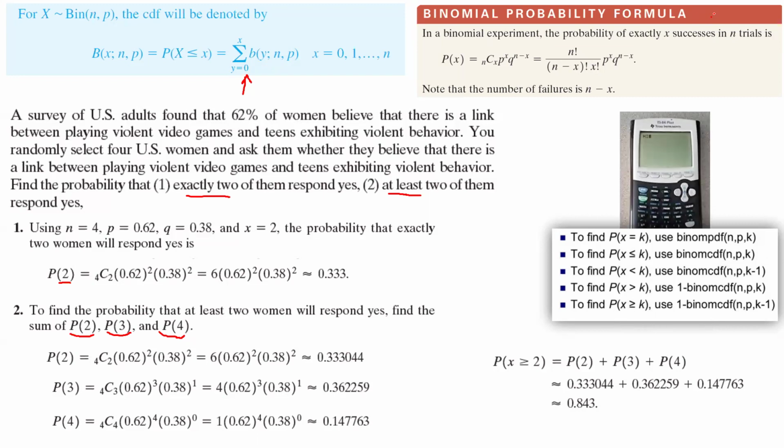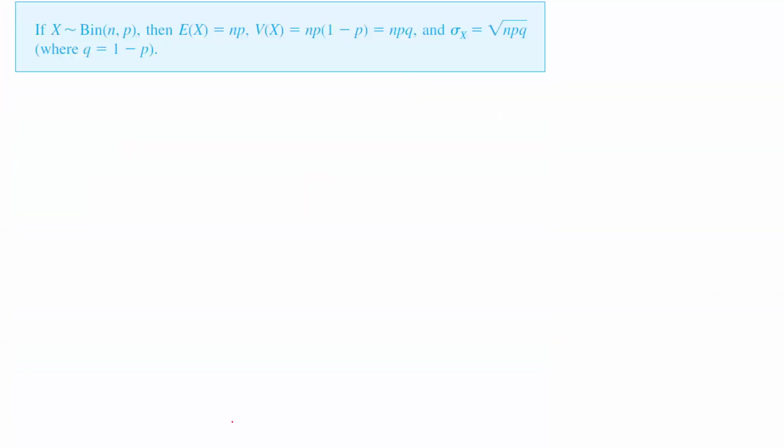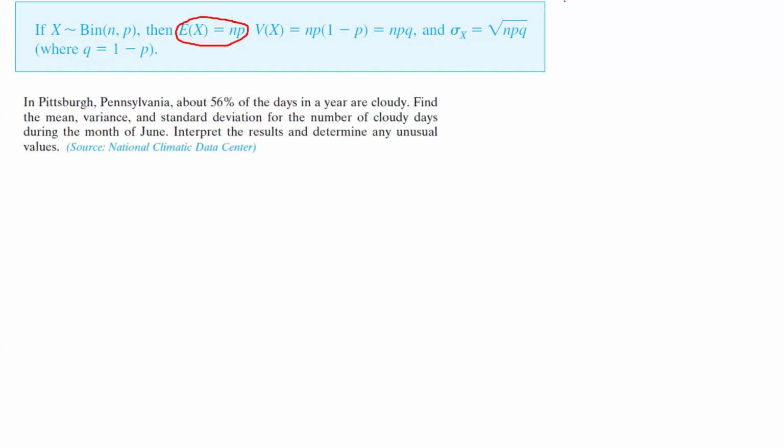So sometimes using a calculator or software makes it much easier to do the calculation, but I want to show you how to use the formula to find the probabilities as well. If x follows a binomial distribution, the expected value of x is n times p, the variance is npq, and the standard deviation is the square root of npq. So these are important facts about the binomial distribution.